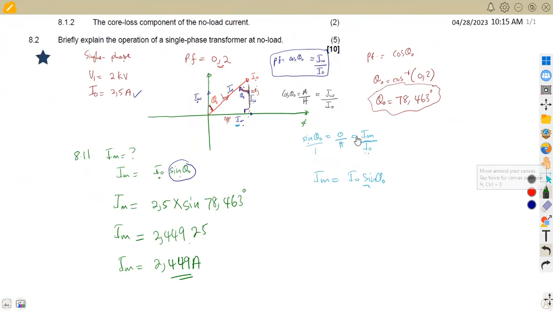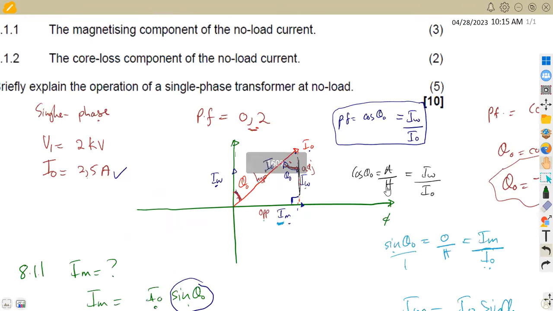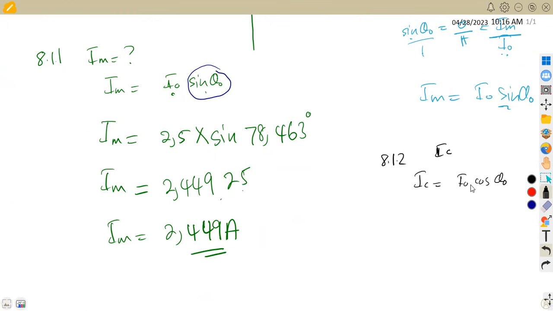Then the other part of the question is to calculate the core loss component of no load, okay? So the core loss is given as IC in this case, all right? The core loss is taken from the cos of theta. So let me just write it this way. All right, so this is 8.12. So we have to calculate IC, which is the core loss. So IC is equal to IO cos of theta, which is simply the power factor in this case. So our IC is simply IO, which is our no load. Our no load, remember, is 2,5.